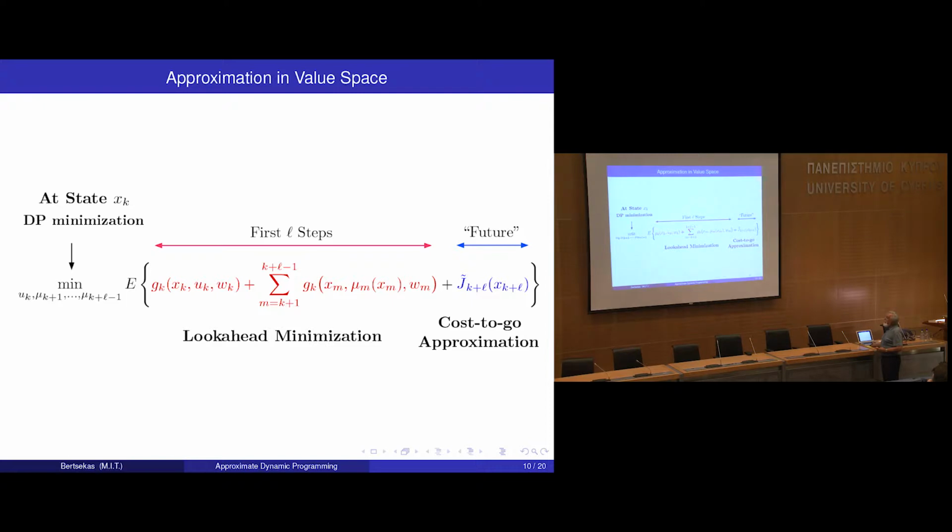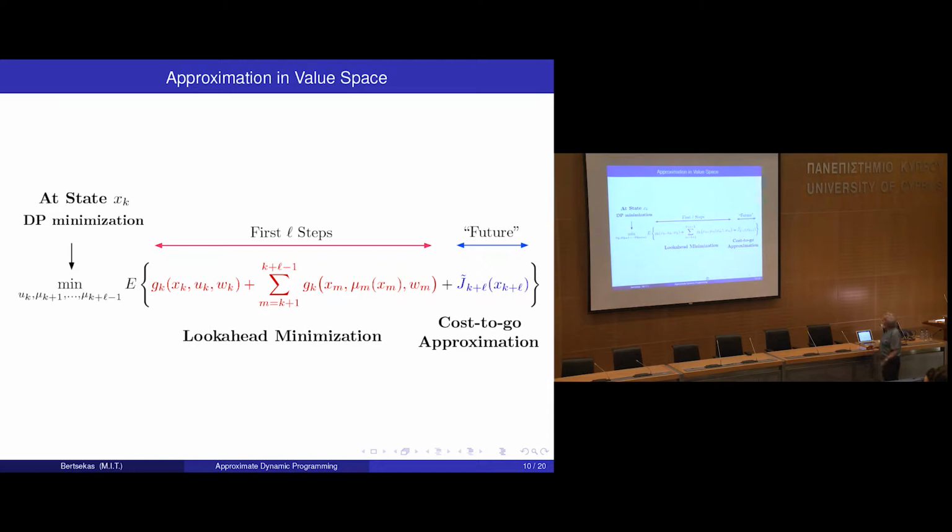There's a minimization involved here. There's also an expected value because the disturbances are in here. And then there's a cost to go approximation. So there are these two pieces: look-ahead minimization, which is exact up to L steps, and approximation at the end.